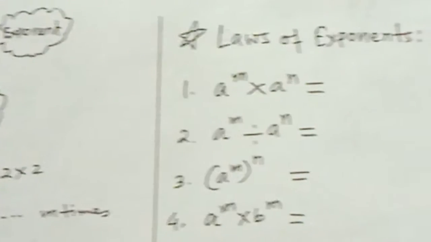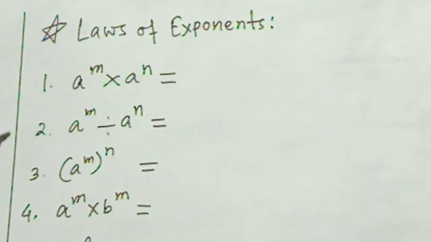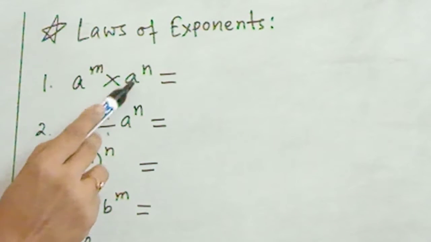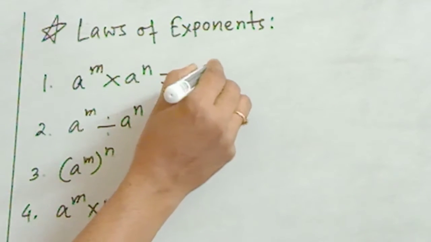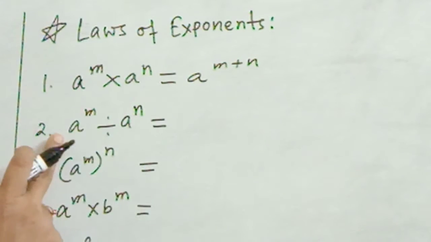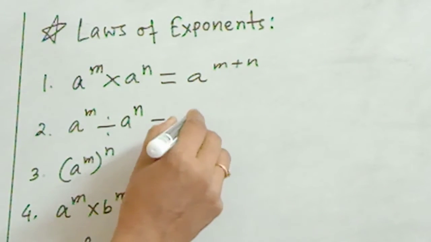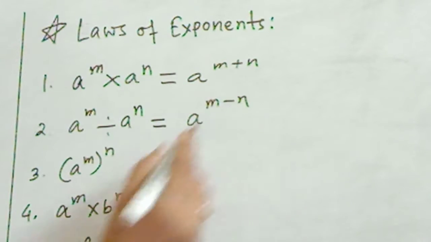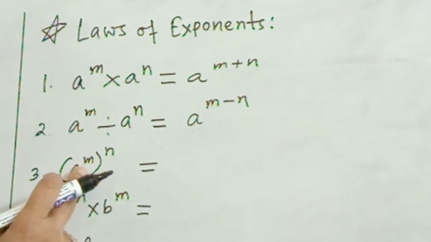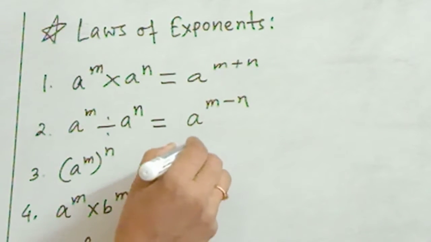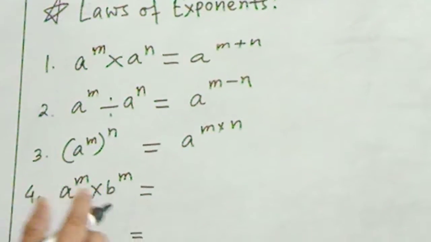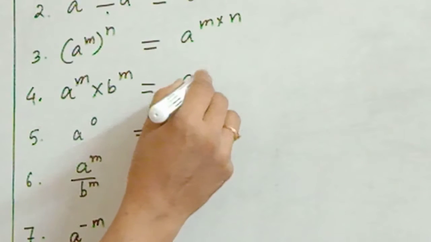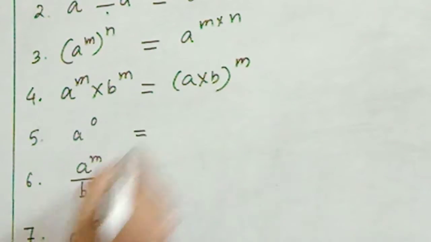Now we will discuss the laws of exponents. First one, a to the power m into a to the power n. Bases are same, powers are different. With the multiplication sign, we will add the powers: a to the power m plus n. a to the power m divided by a to the power n is a to the power m minus n. Power of power: a to the power m whole to the power n is a to the power m into n. Here the bases are not same, only the powers are same. So what we can do is a into b whole to the power m.